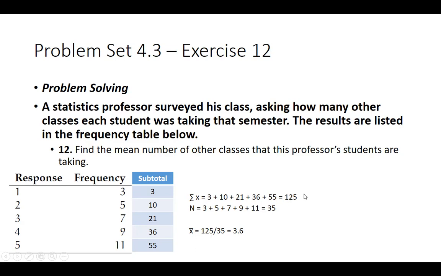For the mean, we add them all up, the sum of the X. We divide by how many there are, the N. That's 125 divided by 35, which is about 3.6.